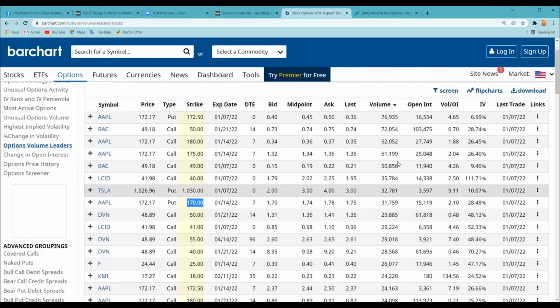So it's not quite pure straddling, where with straddling activity I would see the volume be kind of the same. But it seems like the calls are more in favor.